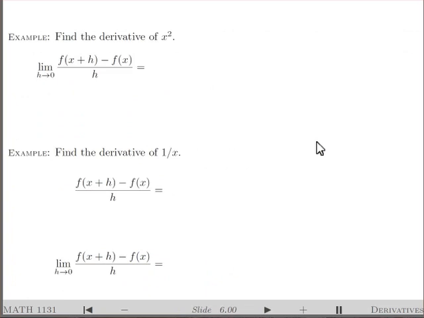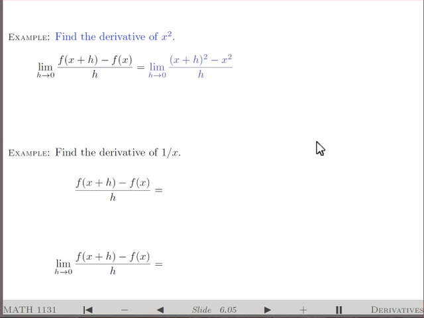Now let's up the ante a little bit. Let's take a function which doesn't have a constant slope, a nonlinear function. The simplest nonlinear function is x squared. So what happens if I do this with x squared? By now, the drill is clear. Find the difference quotient, simplify, take the limit as h goes to 0. If f of x is x squared, f of x plus h is x plus h quantity squared, minus f of x, that's x squared, that whole thing divided by h.